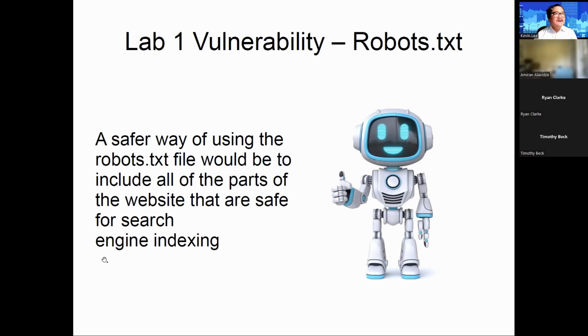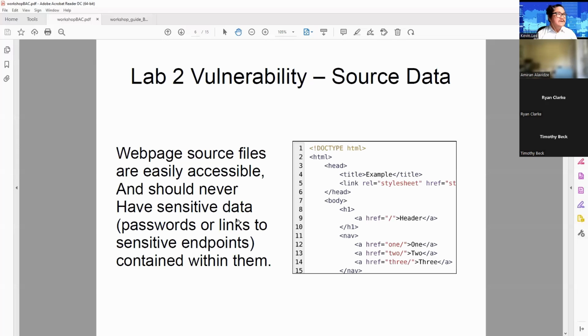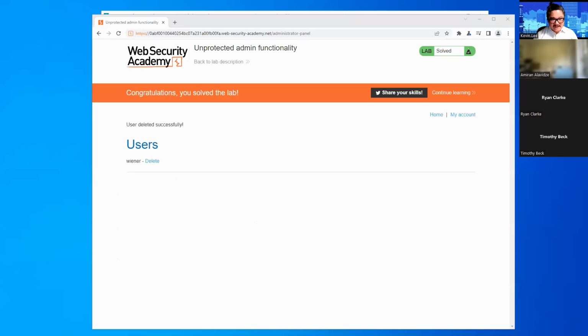Okay, so let's move on to the next lab, everyone. All right, so everybody, the next lab we're going to be tackling tonight is called Unprotected Admin Functionality with Unpredictable URL. I'm going to paste the URL for everybody to copy over here in chat. And we're going to access.